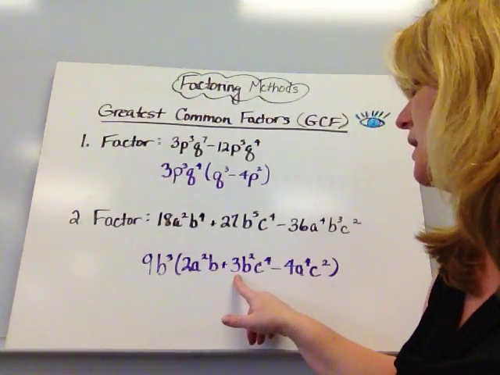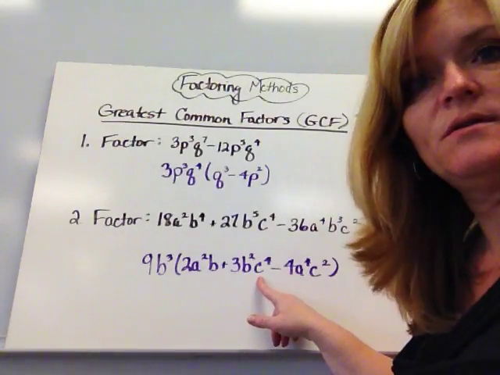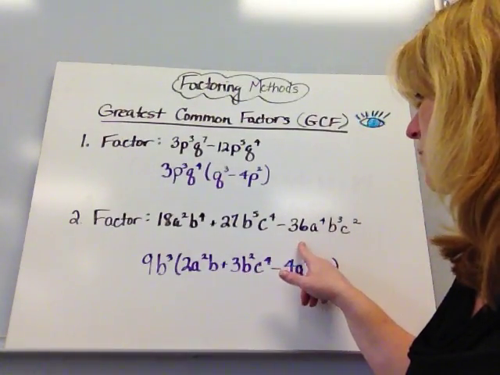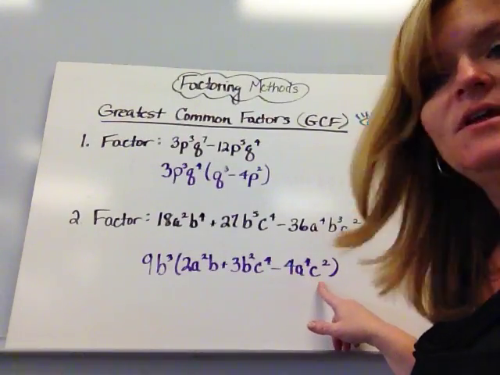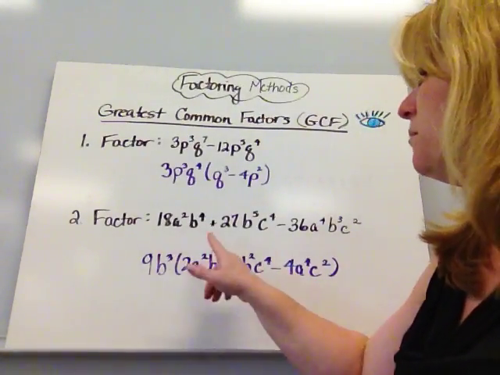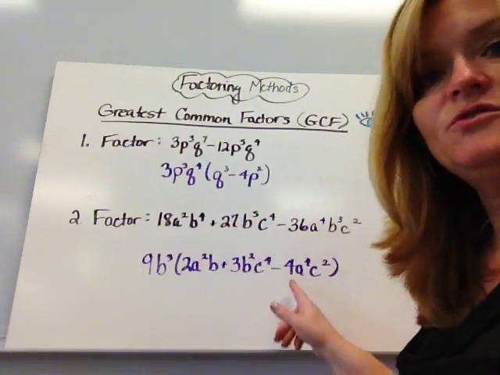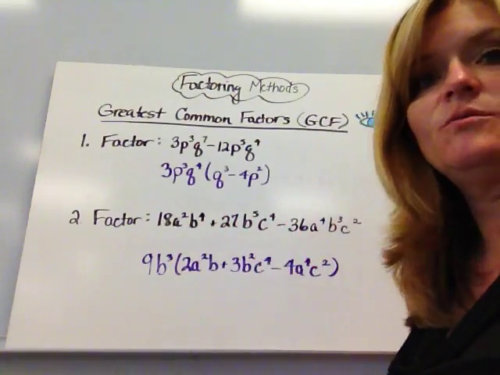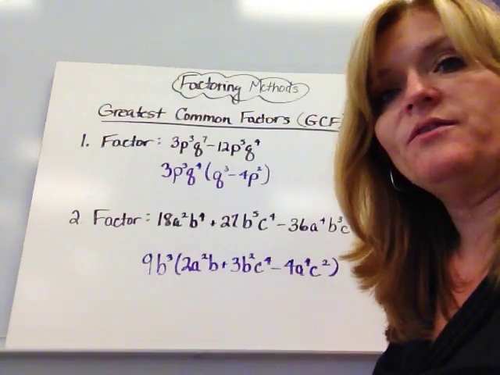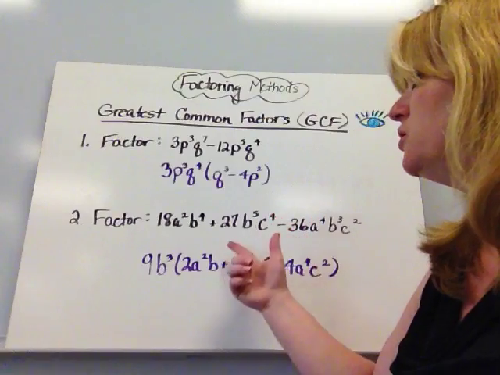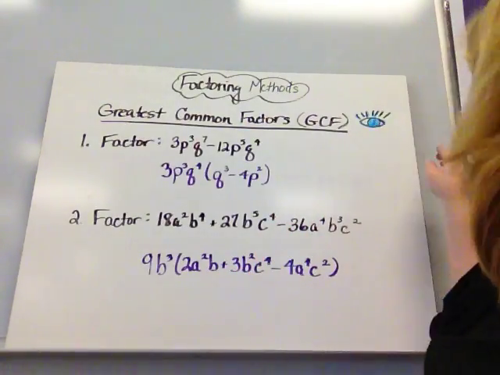plus 3b squared c to the 4th minus 4, because the 36 divided by 9 is 4, a to the 4th c squared. And if I were to multiply that back through with the distributive property, I would end up with what I started with. That's what I call GCF, using your eyeball, pulling out the greatest common factor in each term to factor it out.